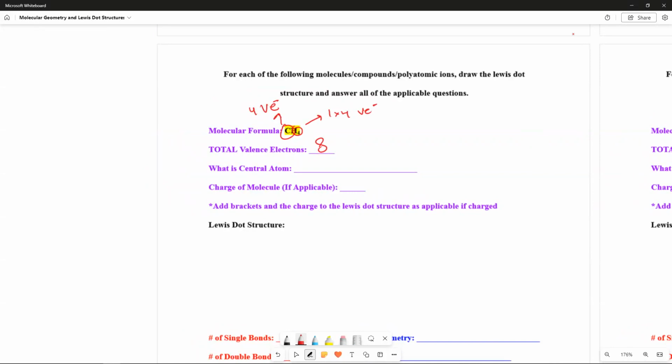Alright, the central atom is carbon, because it's the least electronegative, and hydrogen cannot be a central atom. And the charge of the molecule is 0, not applicable, because it doesn't have that number on the corner right here. Lewis dot structure, we're going to put C here, and each hydrogen is going to get a nice single bond, and that's going to be it. 2, 4, 6, 8 out of 8 valence electrons, and you are very happy.